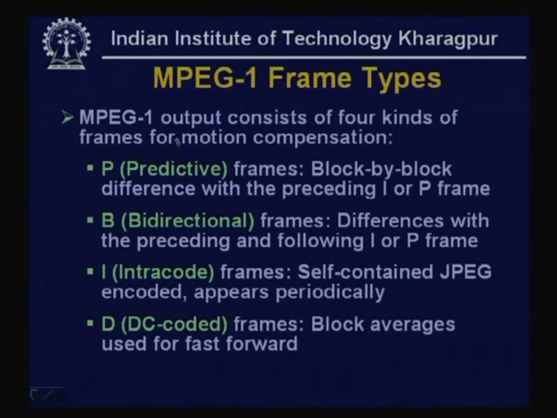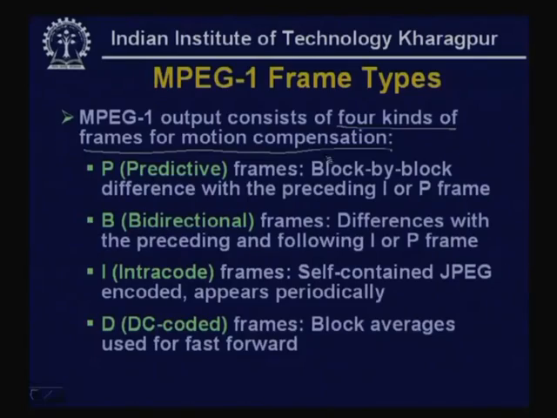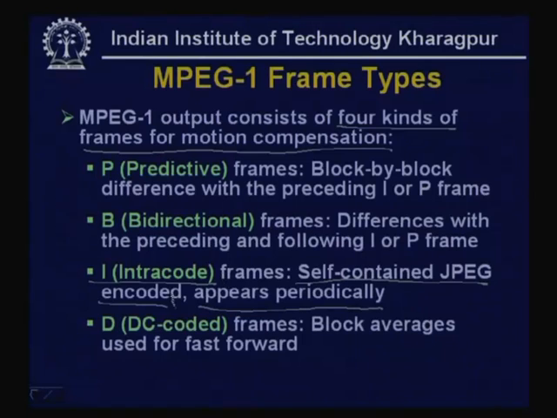And to do that, MPEG output consists of 4 kinds of frames for motion compensation. Essentially, the difference between two frames is to be compensated, which is known as motion compensation. And this is done by sending 4 different types of frames. First one is the I type of frame, which is an intra-coded frame. These are self-contained, JPEG encoded, and appear periodically. They contain all the information after JPEG encoding, and they can be decoded independently.